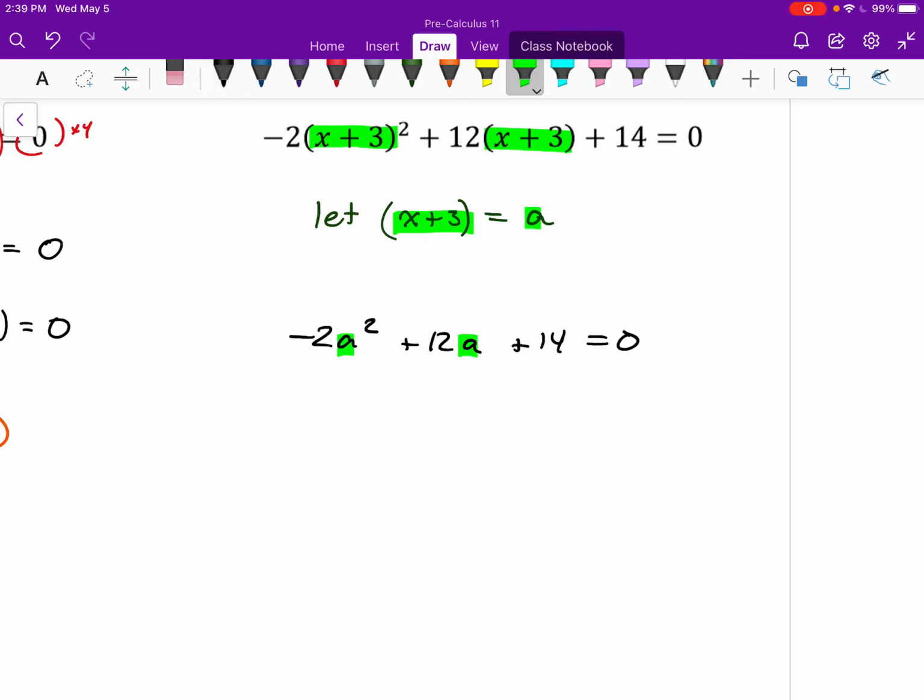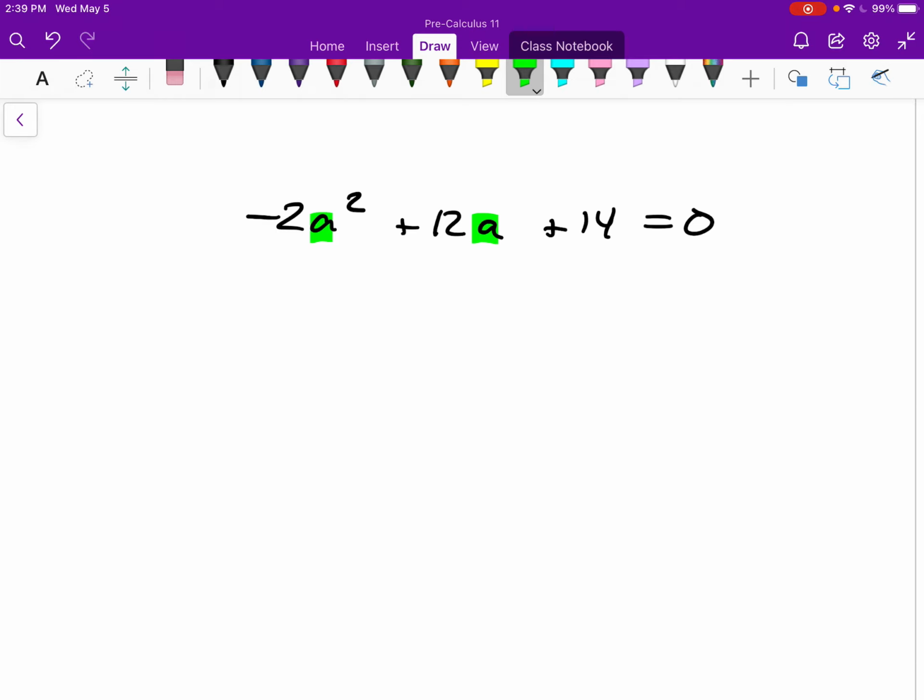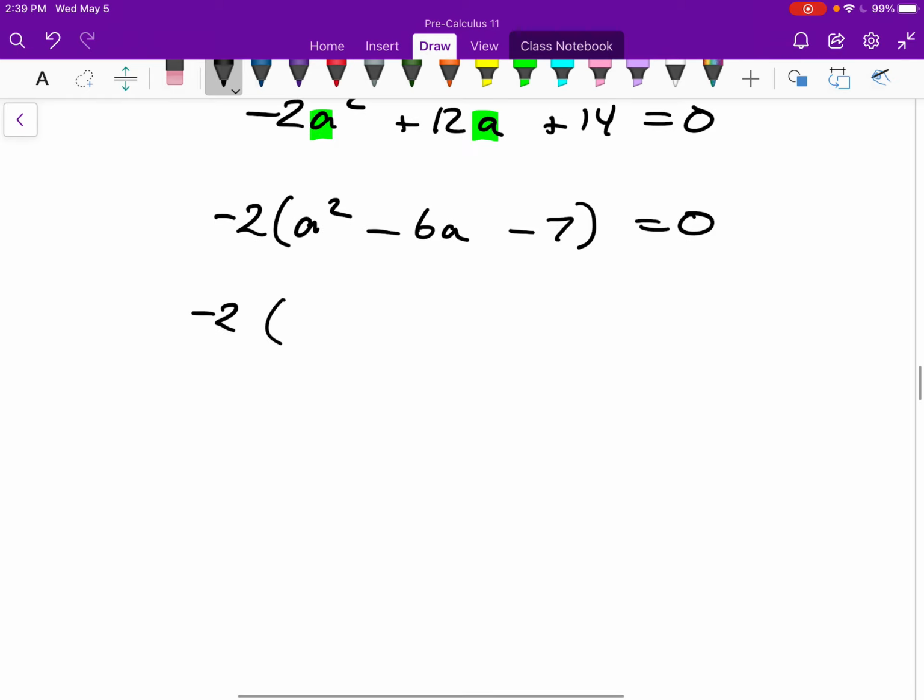All right, we can solve this now by factoring. And then eventually, just don't forget, the question didn't have an a in it. It had x plus 3. So focusing on this, though, if I want to solve this by factoring, the first thing I should always check for is a greatest common factor. And there is a greatest common factor of 2, or even better, in my opinion, negative 2, because then I don't have that negative in the front anymore. So then I have just a squared minus 6a minus 7. And then again, chances are I can factor a squared minus 6a minus 7. And I can. And I get a plus 1, and I get a minus 7.